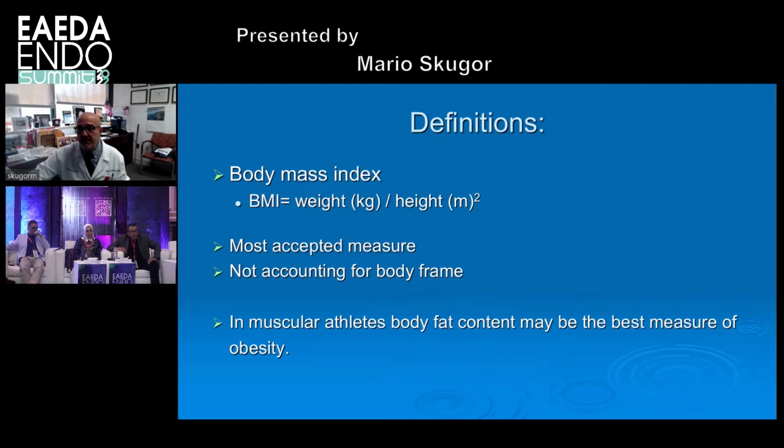We use body mass index as a measure of obesity. Body mass index is weight in kilograms divided by the height in meters squared. It is the most accepted measure of obesity around the world, but it's not perfect. It does not account for the body frame. For example, somebody who's very muscular might have a high body mass index but low body fat content, as opposed to some people who are relatively thin, with a low body mass index but relatively high body fat content. So that's not an ideal measure, but it is the one that we use the most.